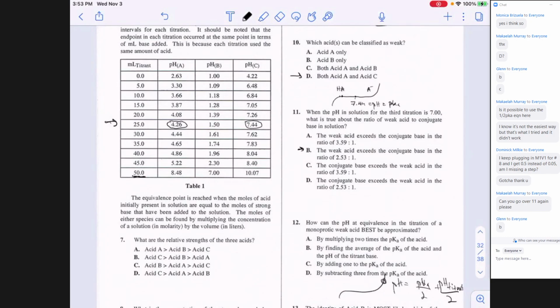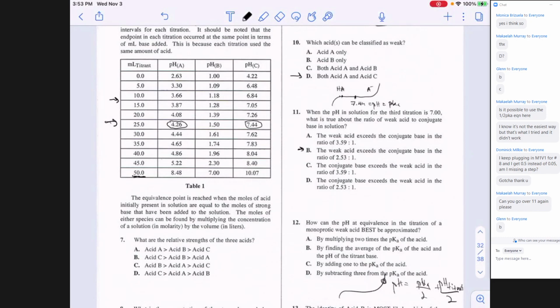So we know that at a pH of 7.44, that's our pKa, right? That's our half equivalence point. And so anything before that, you're going to have more weak acid than conjugate base. And then everything after that, you're going to have more conjugate base than weak acid. So 7 is going to occur before 7.44. So right here, between 10 and 15 mLs of your substance.